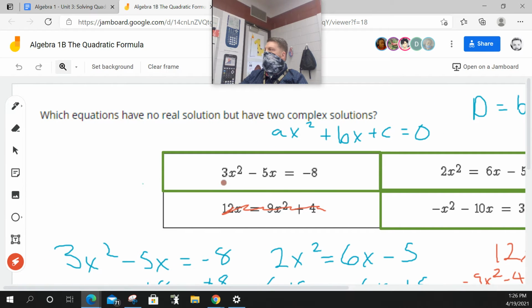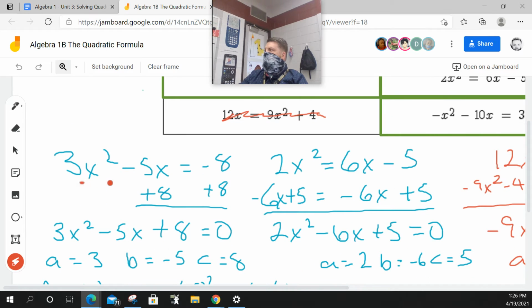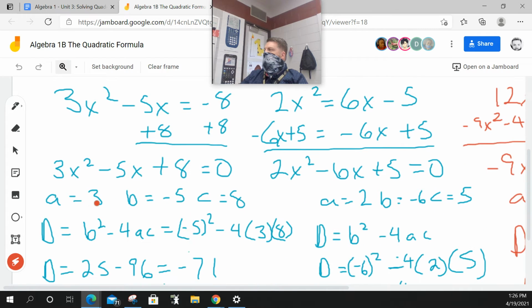So our first one, 3x squared minus 5 equals negative 8. I just jot down here. Then to make it equal to 0, I'm going to add 8 to both sides, and I get 3x squared minus 5x plus 8 equals 0. That tells me that a equals 3, b equals negative 5, c equals 8.